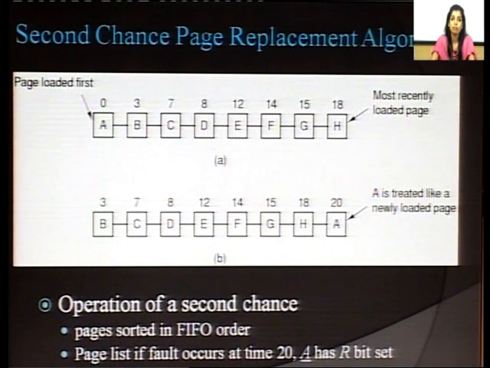So the enhanced version of first in first out is the second chance page replacement algorithm. The page loaded first, then A is replaced with the first one. A is treated like a newly loaded page because its modified bit is changed, so that's why it comes into first position.